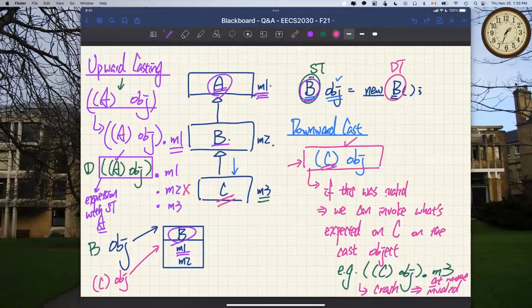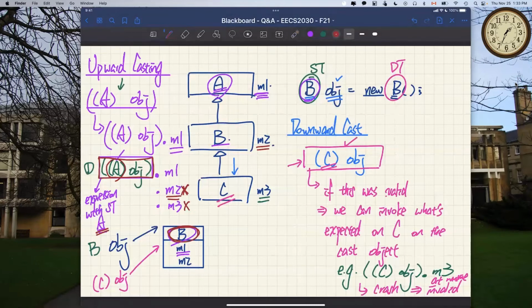Let me use red. Not good and not good. You can see for M2, even though the dynamic type is actually B, which will support M2, it will not compile because remember, compilation-wise, we only look at the static type. In this case, the static type for this cast expression over here is just A, corresponding to the cast type. So that's the first thing that John mentioned.